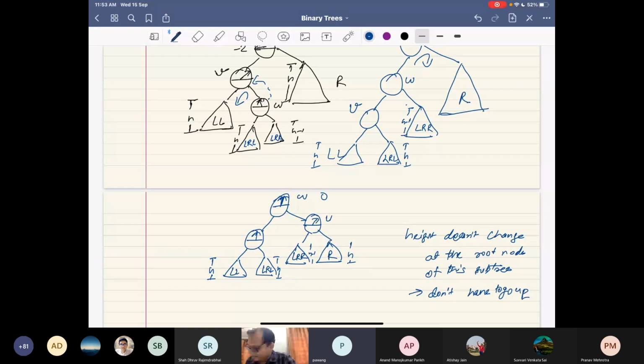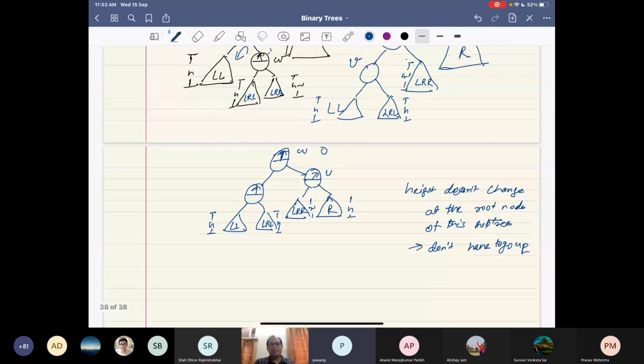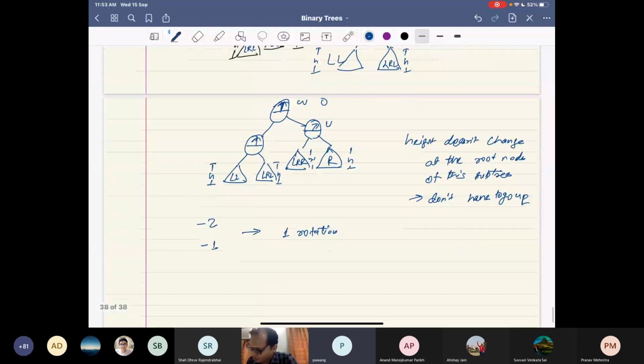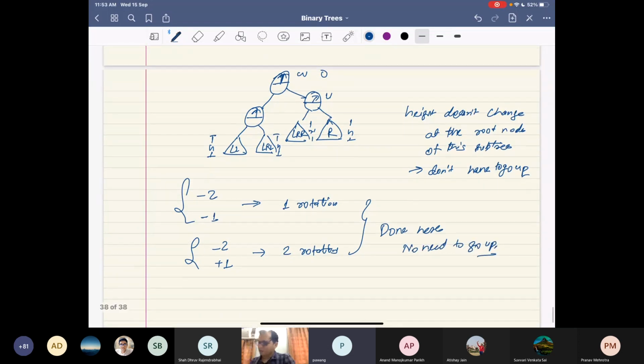Oh, that's a relief. So that means I can get two situations. -2 balance factor and its child has -1: then I can do it in one rotation. Another situation is -2 and child has +1. Opposite signs, I can do it in two rotations. In both cases, you are done here. No need to go up. So you can maintain the balance factor just by a constant number of operations other than your insert, right?